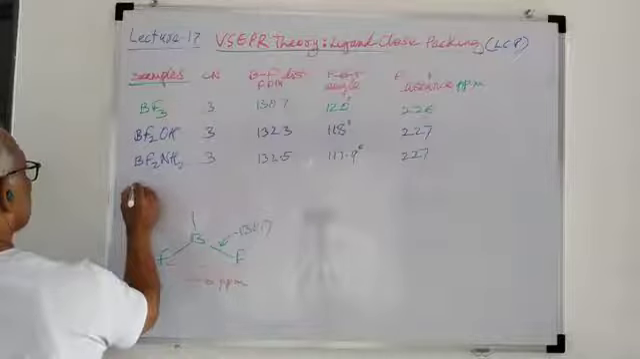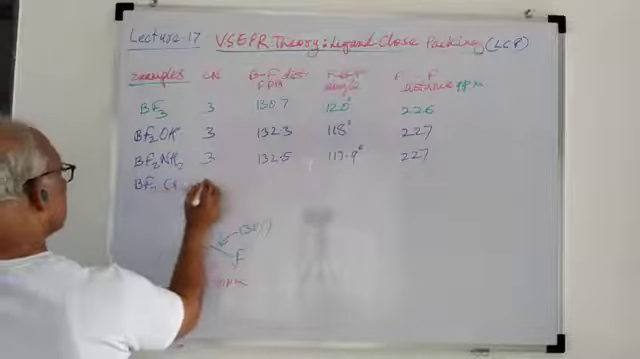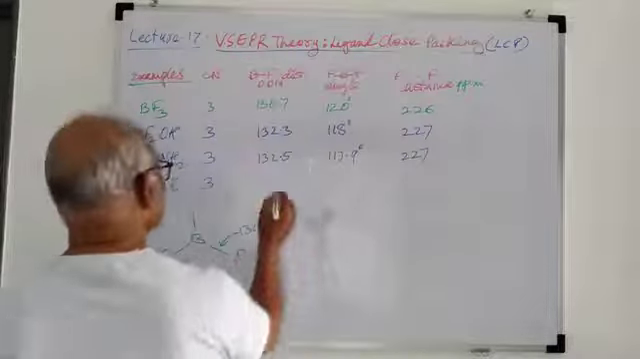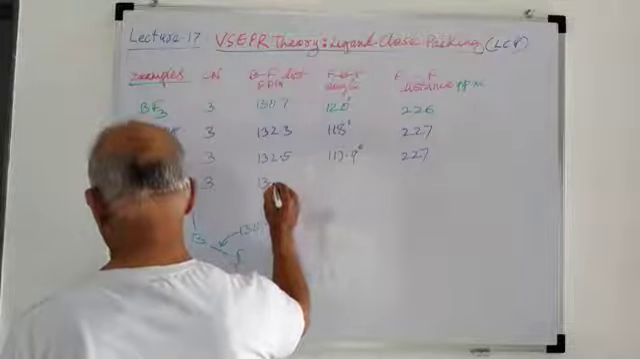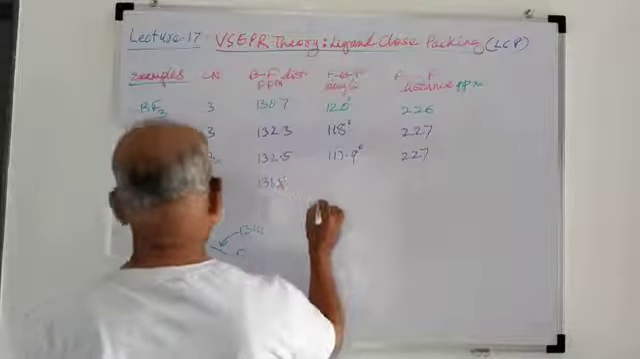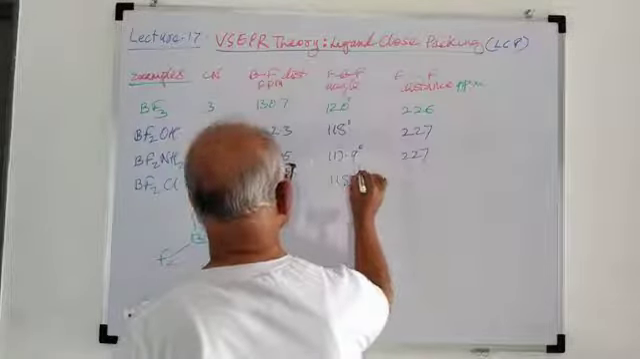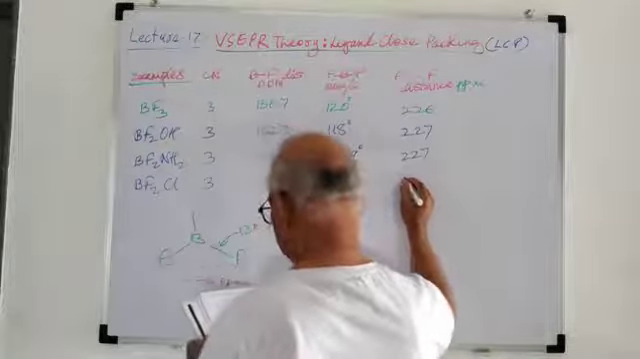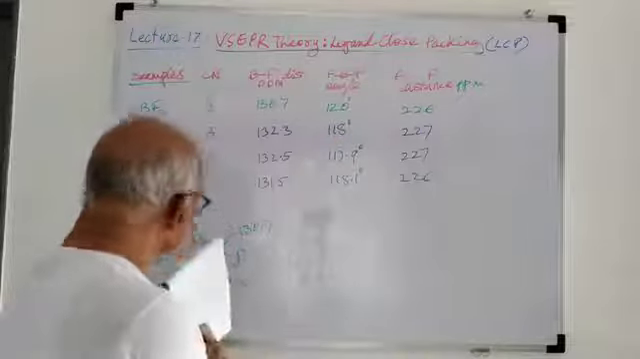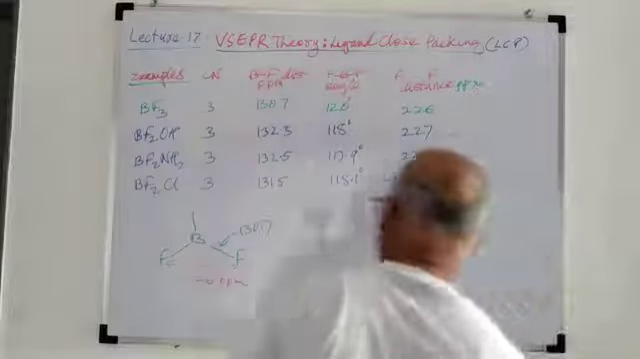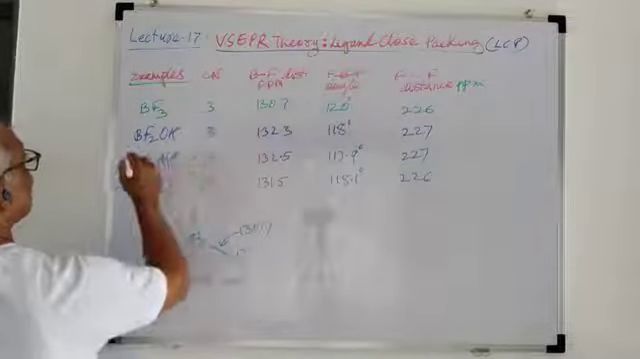If we consider another molecule, that is BF2Cl, the coordination number remains the same. The BF distance is 131.5. The bond angle is 118.1 degrees, and the FF distance is 226. So these are found to be examples of this type of pattern, that is BF2X.